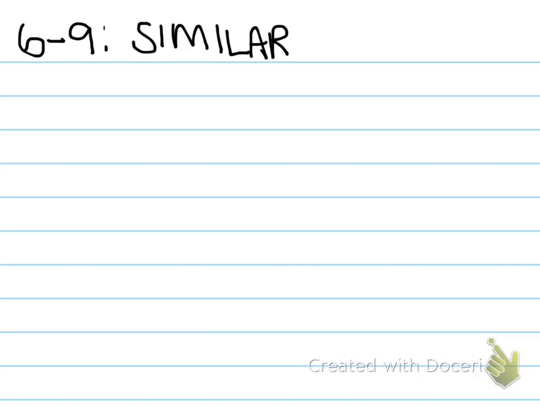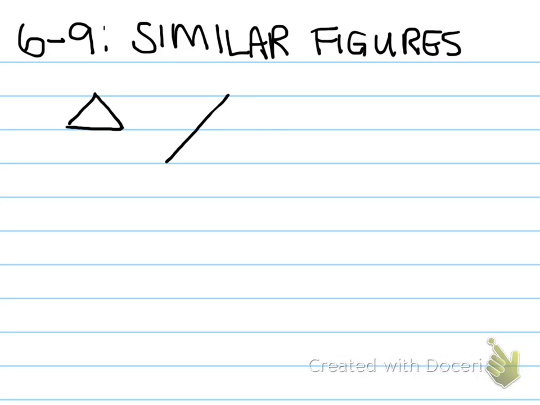Today we are going to look at the last section of Chapter 6, Section 6.9, Similar Figures. This section is going to correspond very closely to last Thursday's lesson, 6.7, when we talked about size changes. So if you remember, we looked at objects and how they underwent a size change.